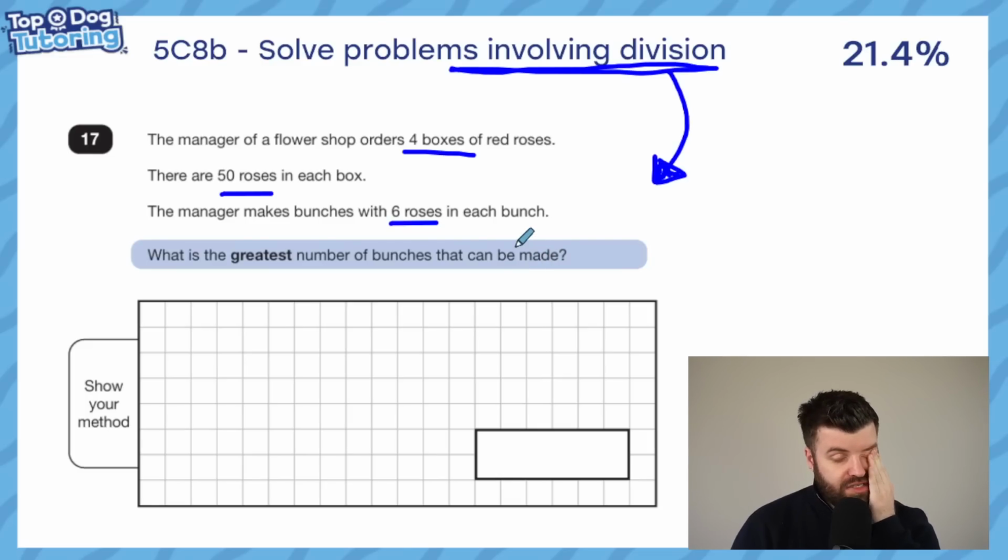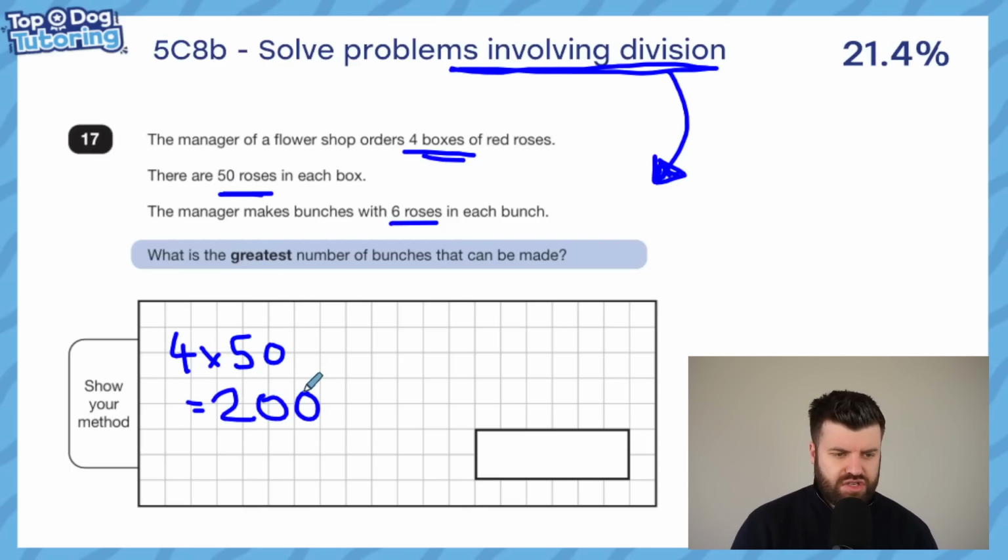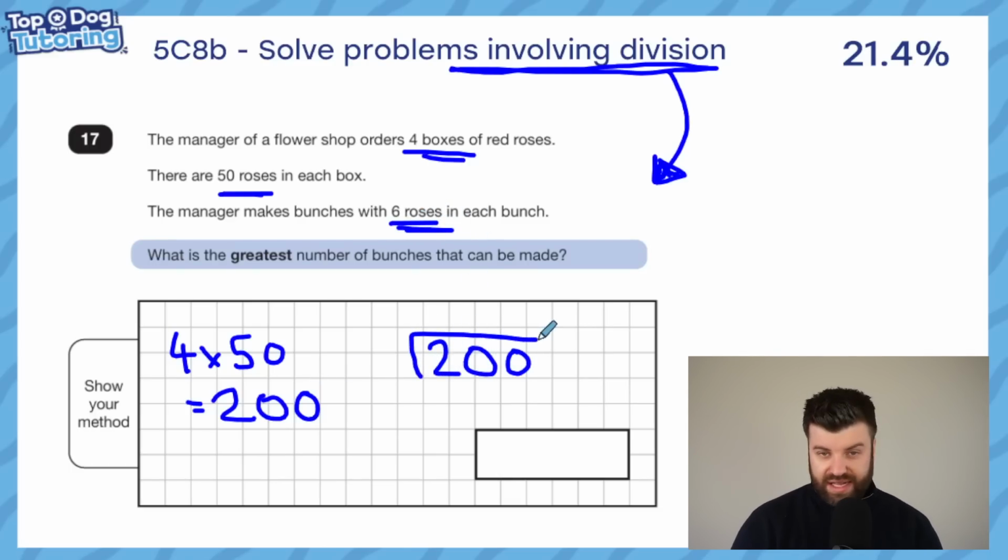This is such a long-winded question. Now let's see. Where's the division coming in? Because straight away I see 4 boxes with 50 in each box. That's multiplication. So 4 times 50, that's going to get us to 200. Okay, so there are 200 roses. And he makes bunches with 6 in each bunch. This is where the division comes in. But this is why it's such a tricky question, strand, because it's embedded in problems. And this problem uses remainders, and we have to understand what the remainder actually shows. So let's do 200 divided by 6 because we have bunches of 6.